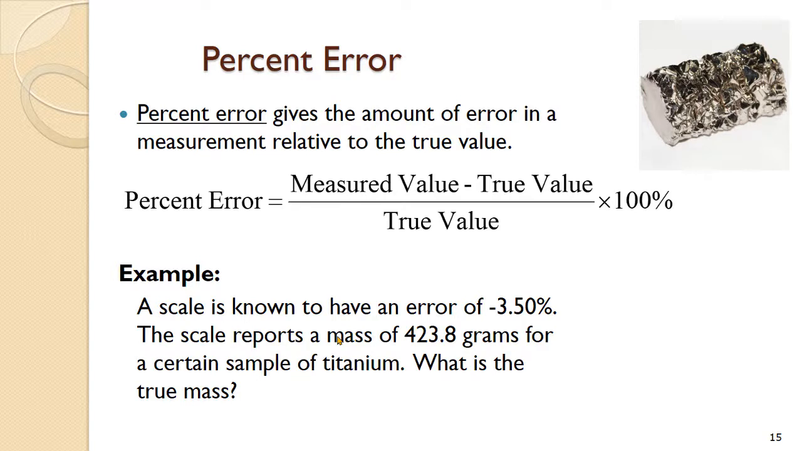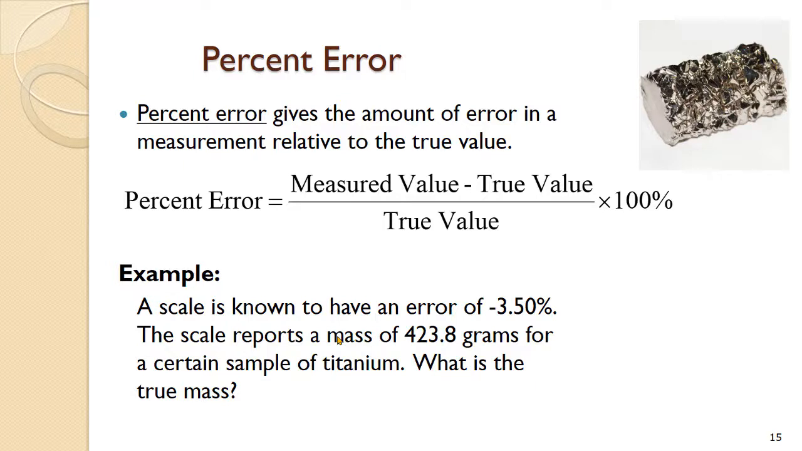Okay, I want to look at a couple more problems here that are kind of similar, but I want to shape your thinking a little bit. Percent error is another common application. Percent error gives the amount of error in a measurement relative to what the true value actually is. So our percent error would be the measured value minus the true value. That is to say, that's how far off we are if they're not exactly the same. And our base is always the correct or the true value.